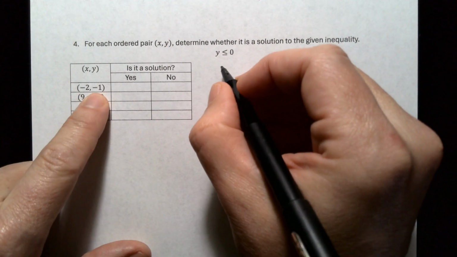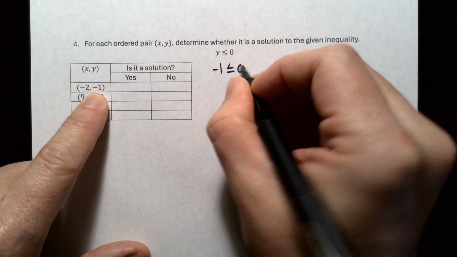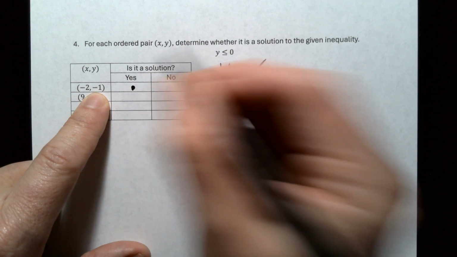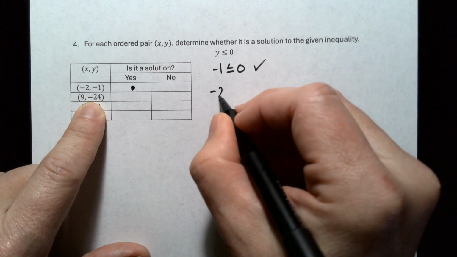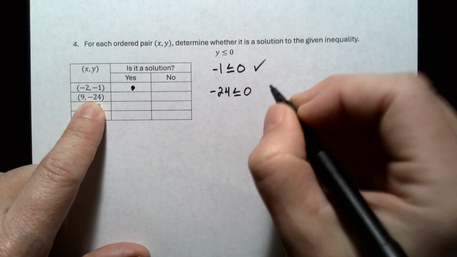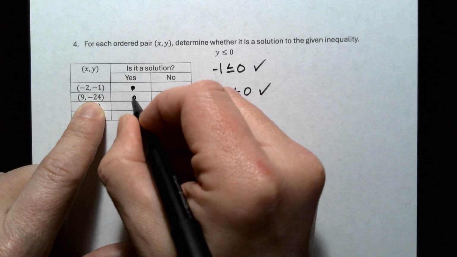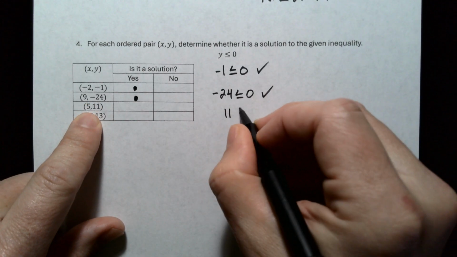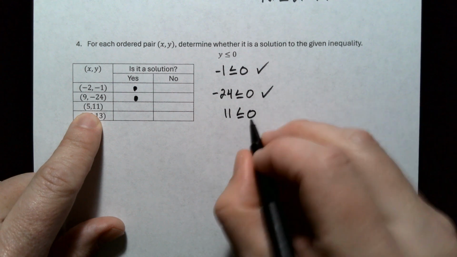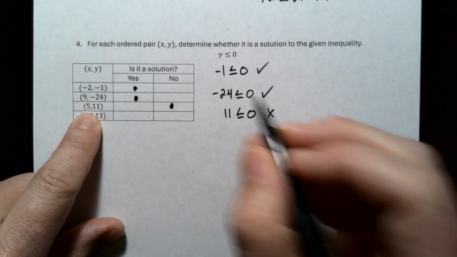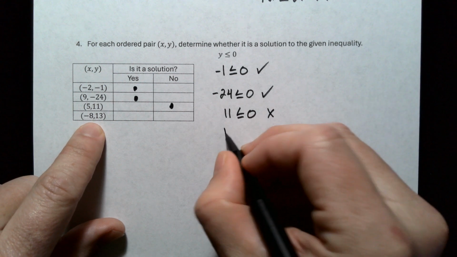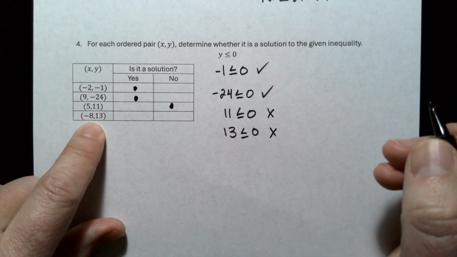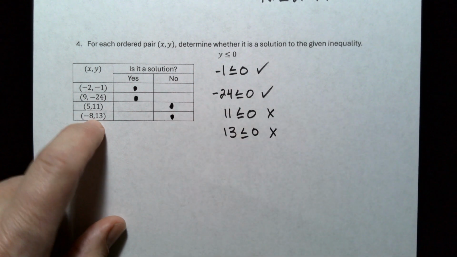The first one, we put the -1 in place of y. Is -1 less than or equal to 0? Yes or no? -1 is less than or equal to 0, so yes. Next one, -24 less than or equal to 0. True or false? That is true. Okay, let's look at the next one. 11 is less than or equal to 0. Is that true? No, it's not. That is no, not a good solution. And then we've got the last one. 13 is less than or equal to 0. And that's also false. Okay, so no. And that's it.